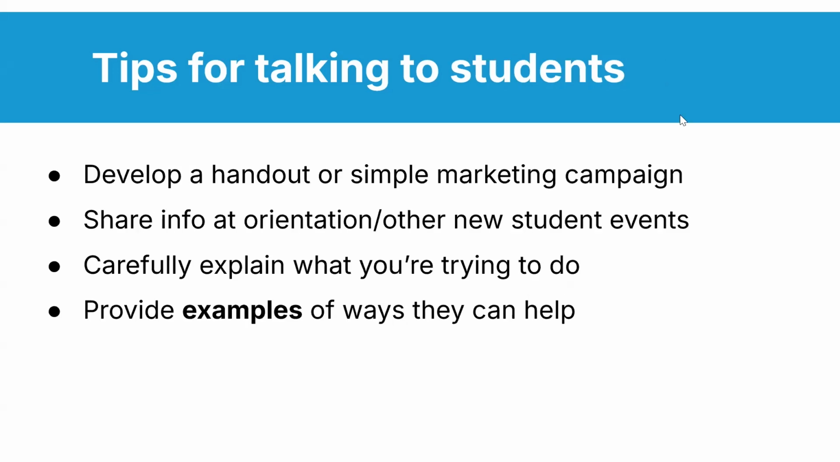If you're going out and talking to students, you want to develop a handout or a simple marketing campaign. It's a little bit different with students because you want to get across everything as easily as possible without going too far into the weeds, but you also want to give them something to do. Now, you can share information at orientation or new student events to help them understand here's different ways that we're supporting you on campus. But if you're talking to student government specifically, the people that are going to go out and try to do things about stuff on campus, you want to explain what you're doing and give them examples of ways they can help.